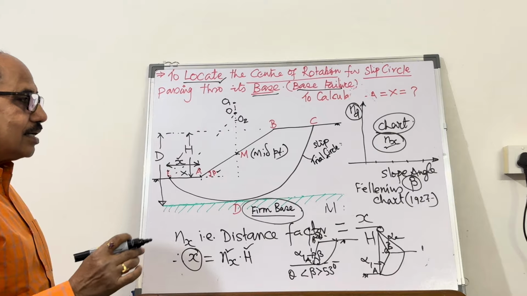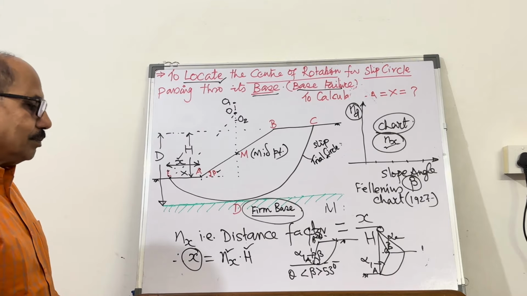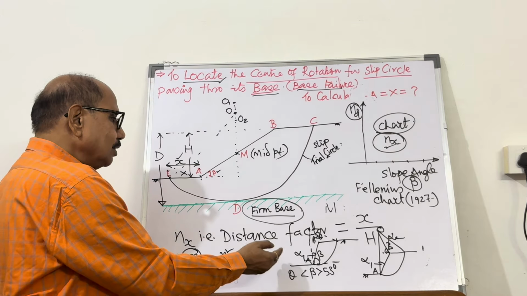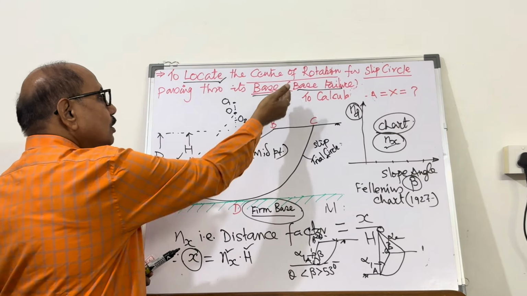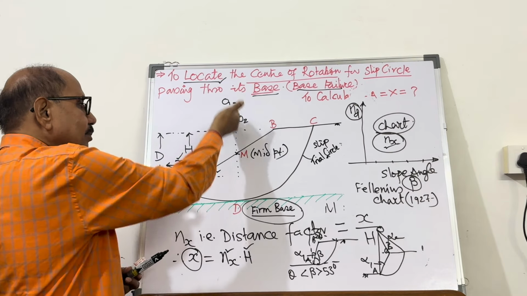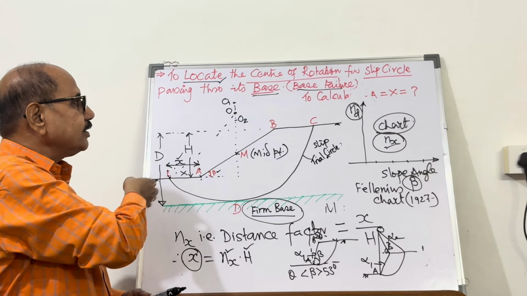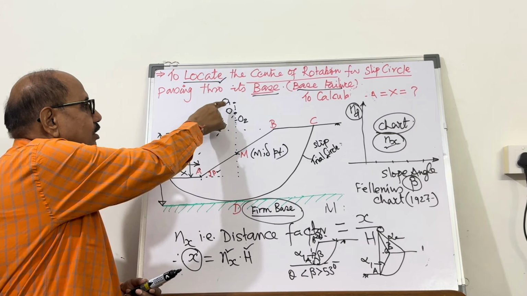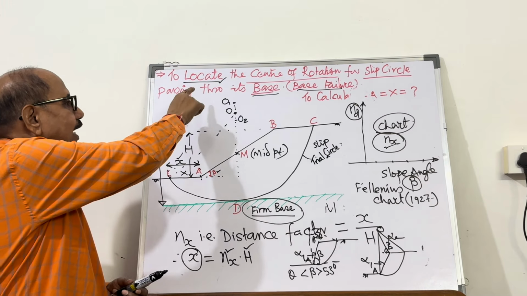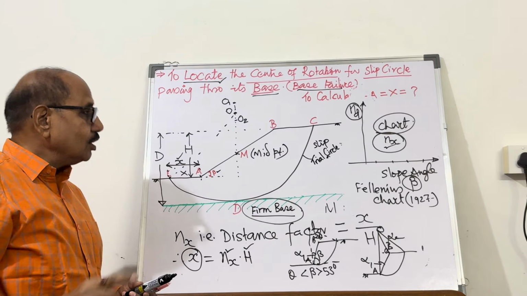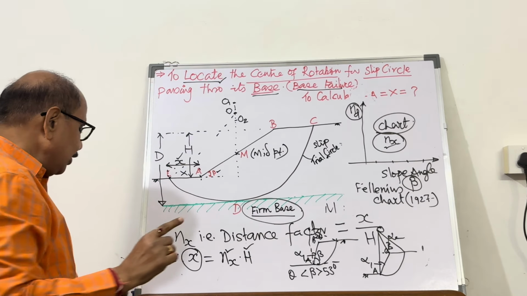So Fellenius chart is very, very important, be it toe failure, be it base failure. For base failure, the method is quite simple, and you can make use of it, and you can locate the center of rotation. So today our objective was to locate the center of rotation.